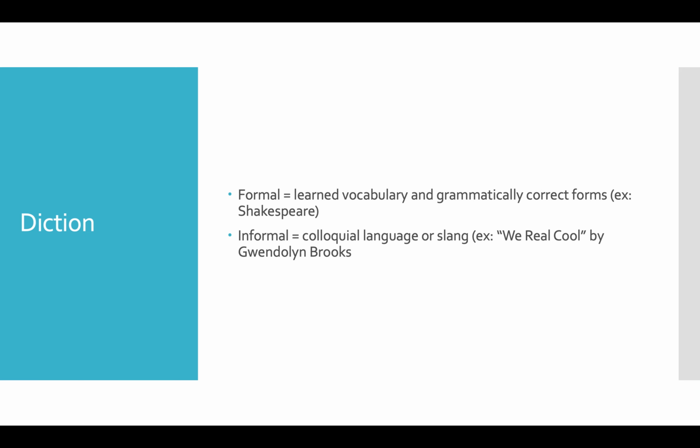Formal diction comes from very learned vocabulary, grammatically correct language. So think Shakespeare. Informal diction is colloquial language or slang. So, for example, in We Real Cool by Gwendolyn Brooks, she says, "We real cool, we skip school, I can't remember the rest, we jazz June, we die soon." So the language is not formal, but it still conveys a certain meaning. So colloquial, again, is where you're using language of a particular group of people, a region, an age group, a language of a particular era or movement. That's colloquial language.